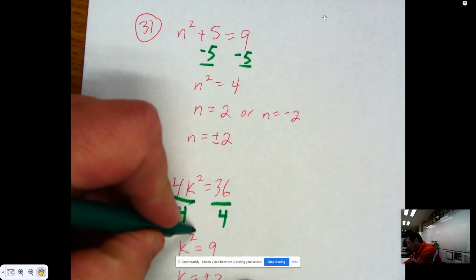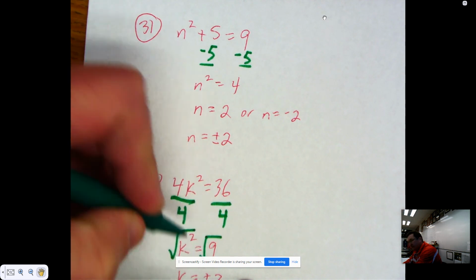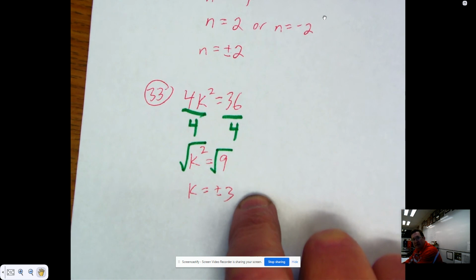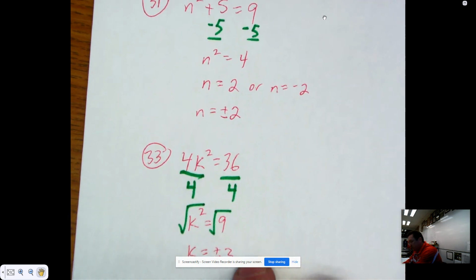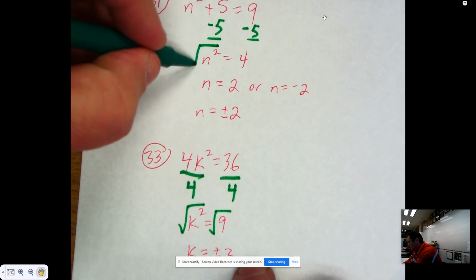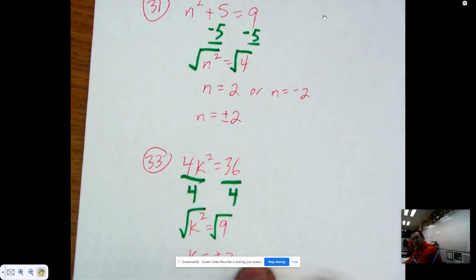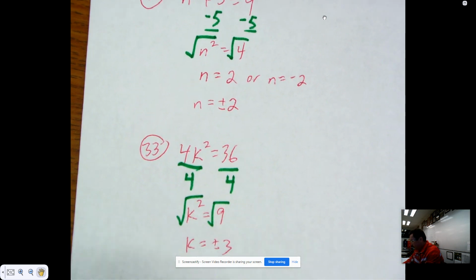We could show our work if we wanted to by taking the square root of both sides, like that. I guess in the last problem, I didn't actually show my work by taking the square root of both sides, but that's what we're doing. We're taking the square root of both sides. All right, let's do another one.